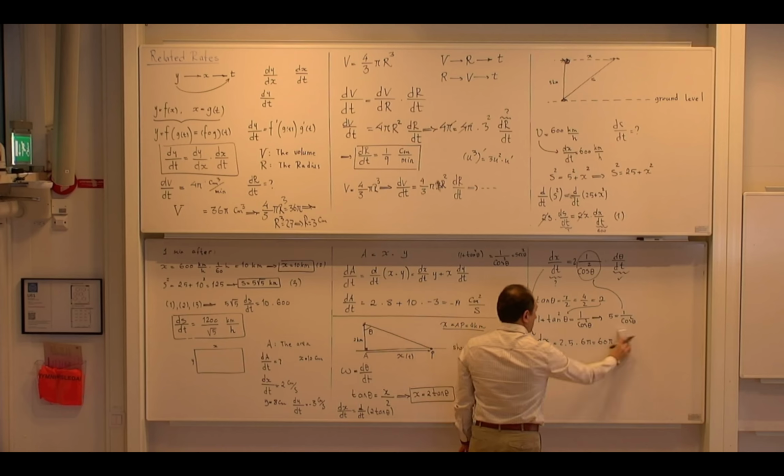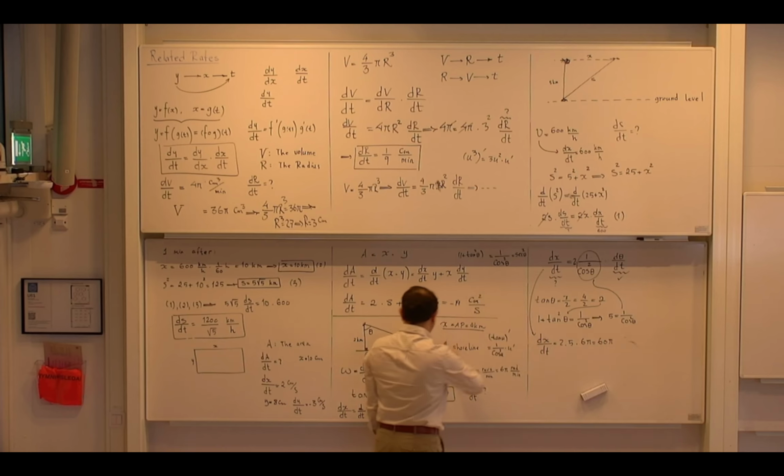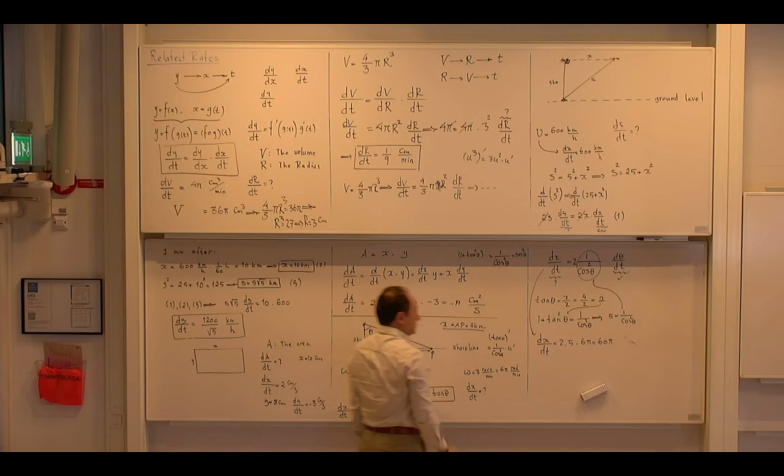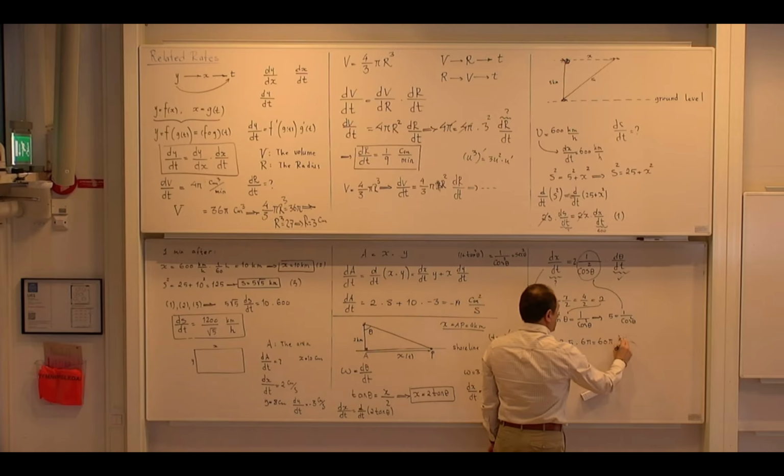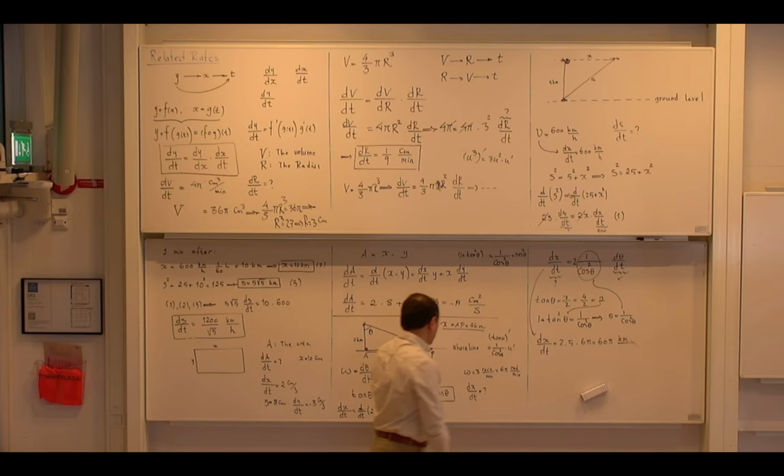Sorry. X is a length. Length is being measured in kilometers, so it becomes kilometers per minute, because time is being measured in minutes.